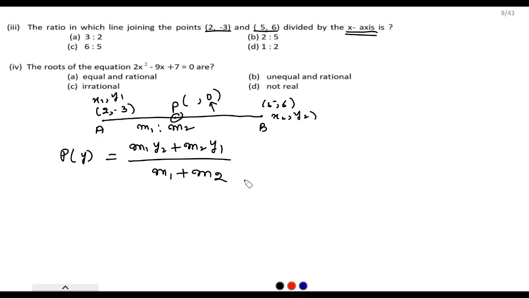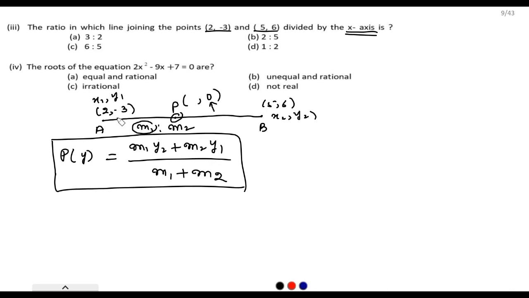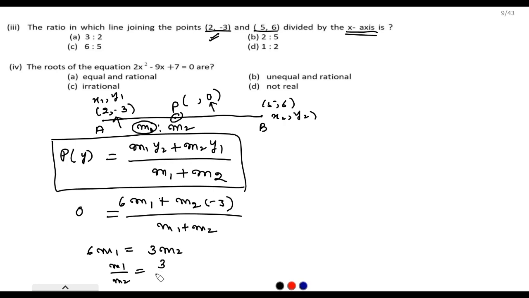There is one important thing in this question. Always put m1 on the side of the first point. जो first point question में given होगा उसको आपको x1 y1 लेट करना है और उसके साइड में ही आपको m1 रेशियो लेट करना है. Otherwise your answer will be reversed. Now put the values. m1 upon m2 is equal to 1 by 2, means m1 ratio m2 is equal to 1 is to 2. This is the answer. Option D is the right answer.